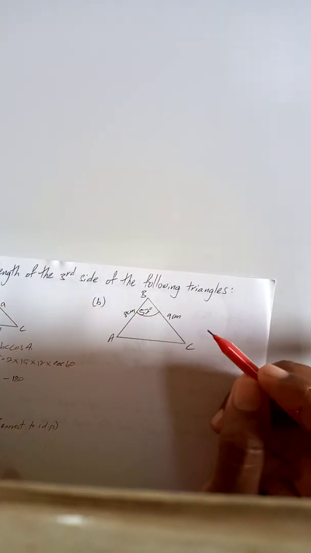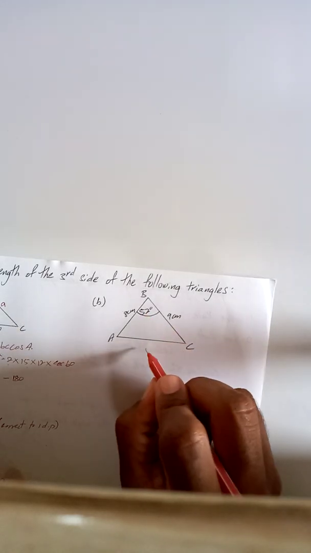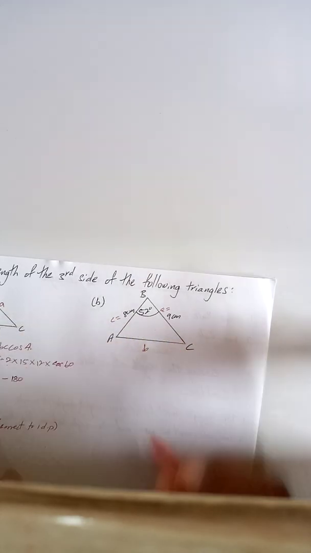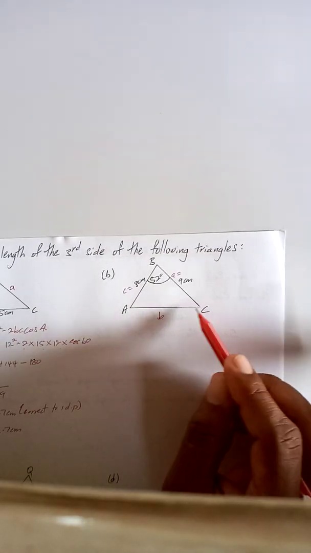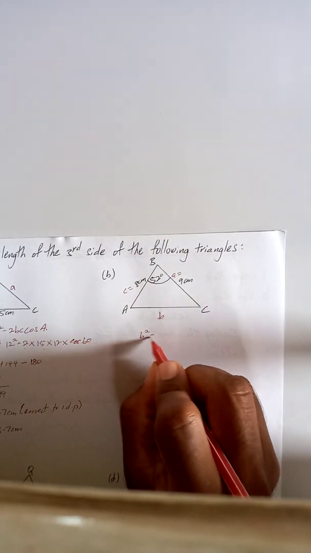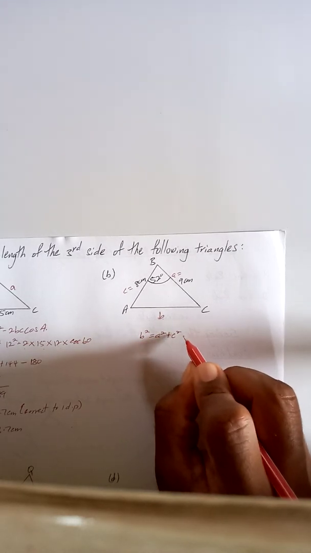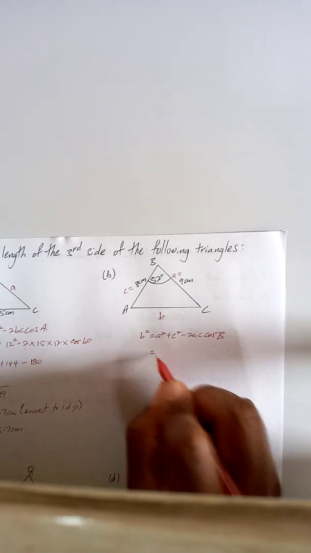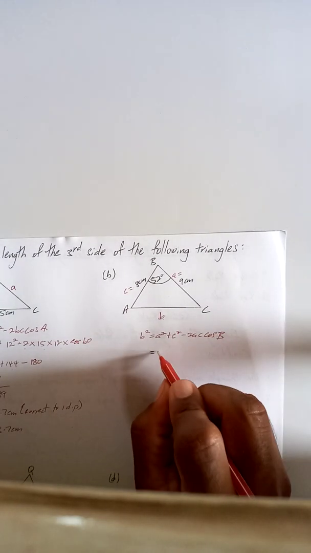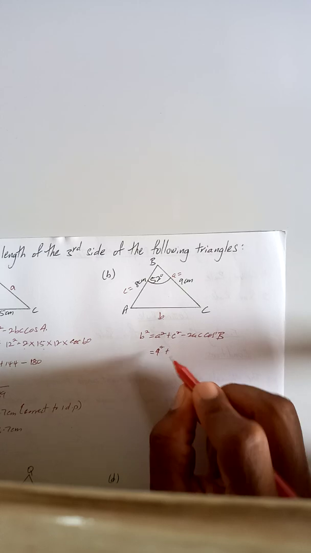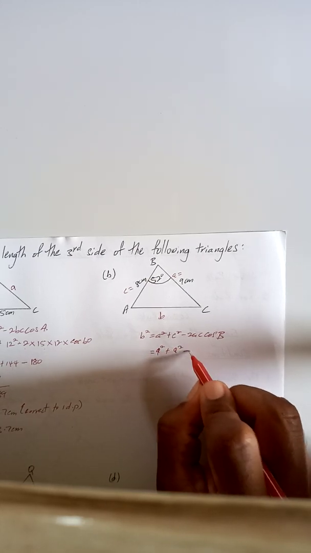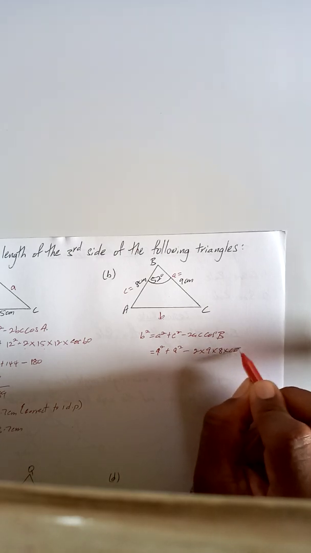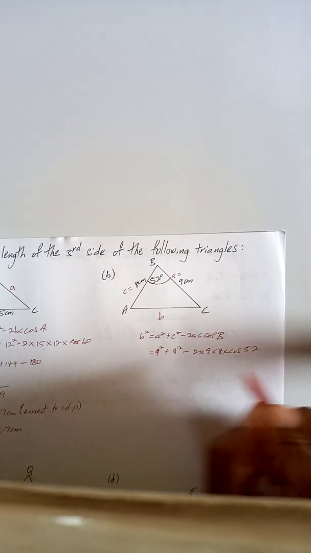Here what we'll do, we label the opposite side in common letters. So here will be B, A, C. In this case, we'll use the B formula to find the length of AC. So B squared equals A squared plus C squared minus 2AC cos B. A in this case is 9, so that will be 9 squared plus 8 squared minus 2 times 9 times 8 times cos 52.